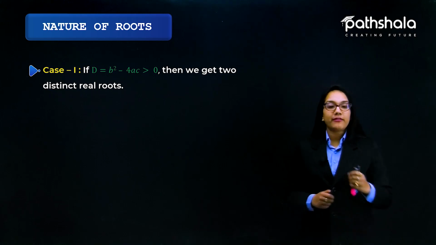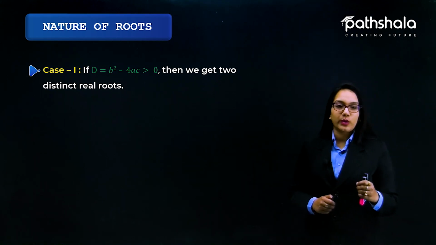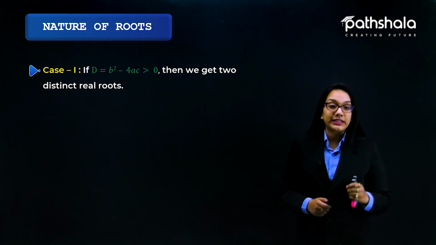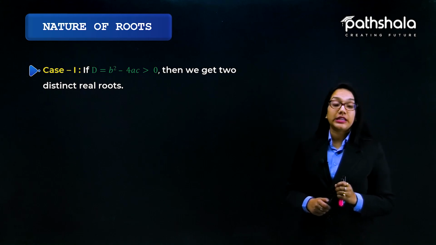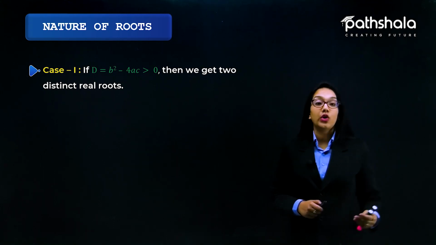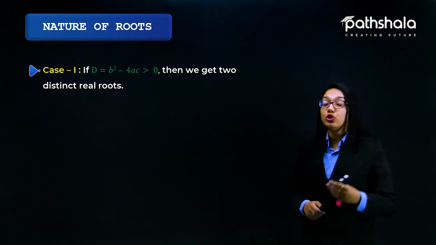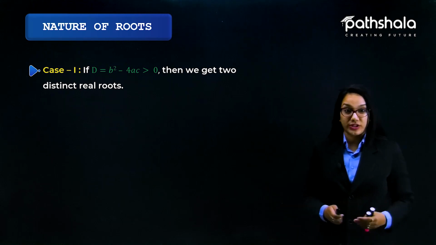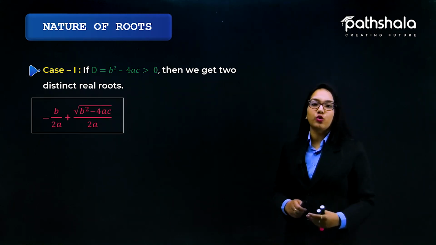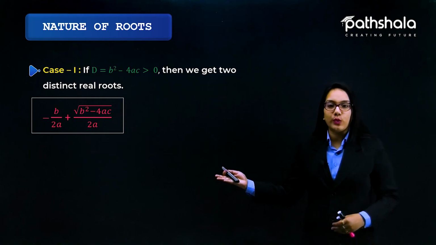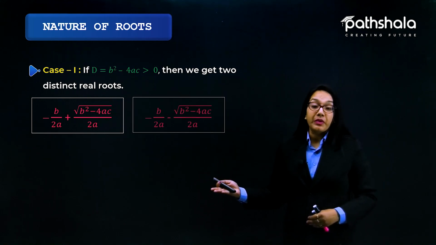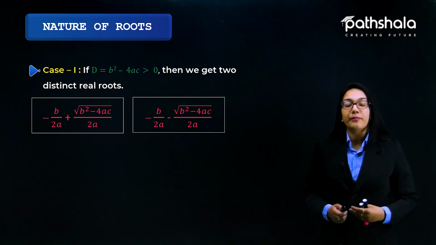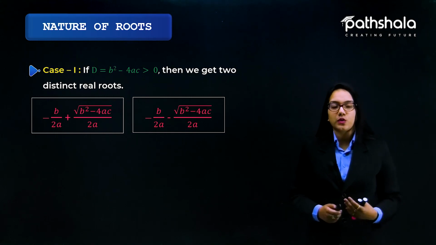Always remember, whenever we want to find the roots of a quadratic equation, first of all we talk about its nature. If the discriminant D, equal to b square minus 4ac, comes out greater than 0, then it has 2 distinct real roots. What is the meaning of 2 distinct? It means 2 different real roots. Those 2 distinct real roots are of the form minus b by 2a plus square root of b square minus 4ac by 2a, and minus b by 2a minus square root of b square minus 4ac by 2a. In place of b square minus 4ac, you can also write capital D.